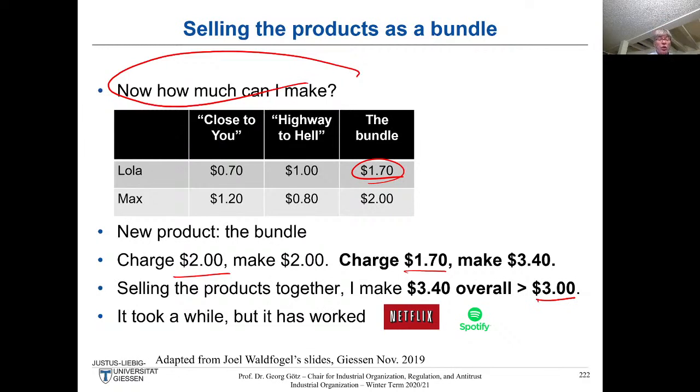And Joel's conclusion was that it took a while, but it has worked for a long time. These kinds of streaming companies tried to charge you by song, but now they are just selling you bundles. Okay, and you really can extract or make use of this aggregate willingness to pay. And now it's even more so.